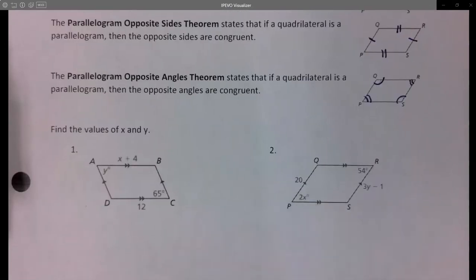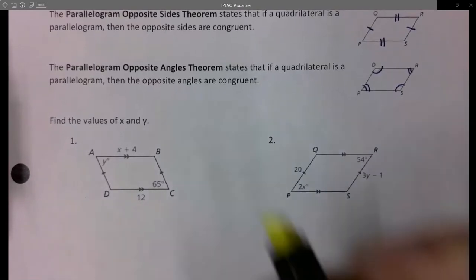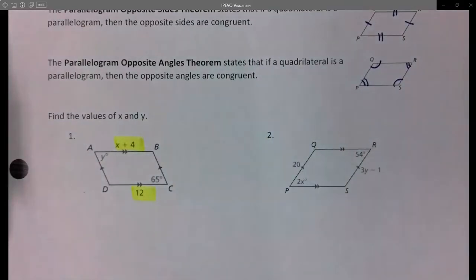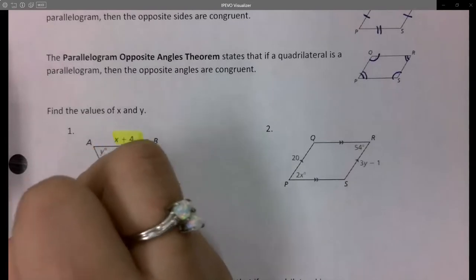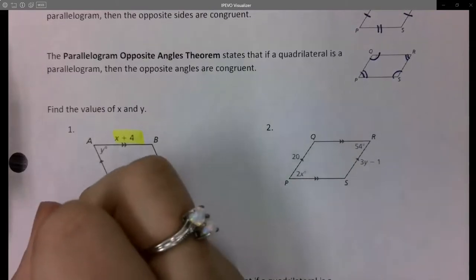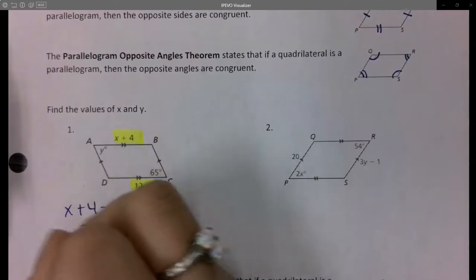So number one wants me to find the values of x and y. So if I take a look, x is a side length, and it's parallel to 12. So what I'm going to do is take those two values and set them equal to each other. So I'm going to have x plus 4 equals 12. And then I want to go ahead and solve this one. So I would just subtract 4 on both sides, which gets me x equals 8.